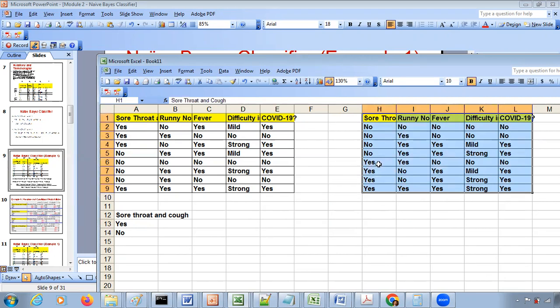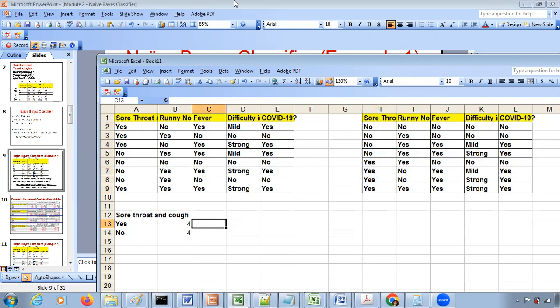So basically you can see there are totally 8 records, and 4 of the 8 records take the value of yes for sore throat and cough, and then 4 of them have no. So that's independent of any other feature or the class. Just based on this feature, you have 4 yes and 4 no. That's unconditional probability.